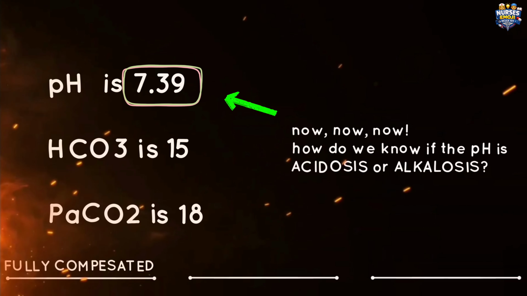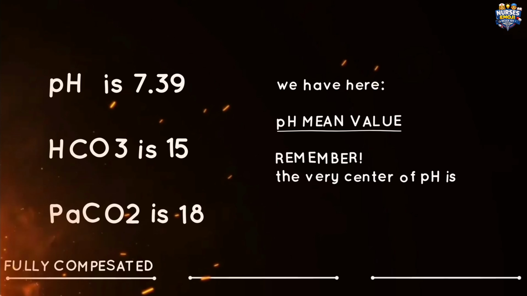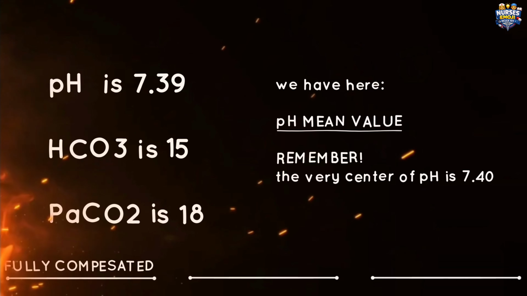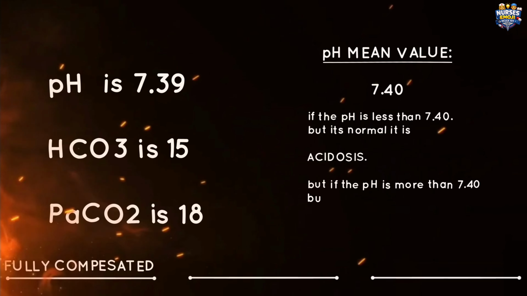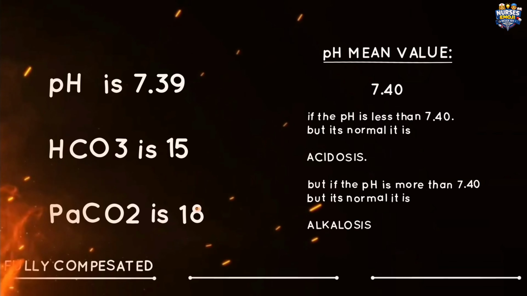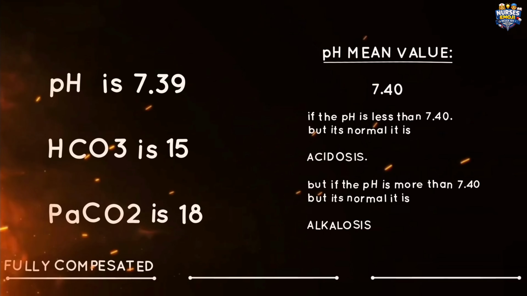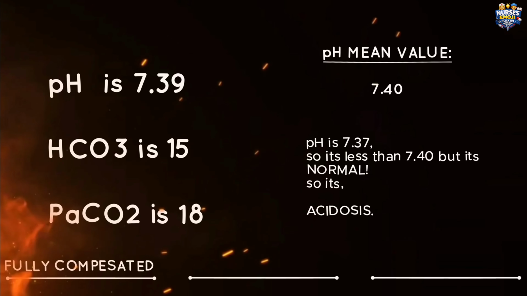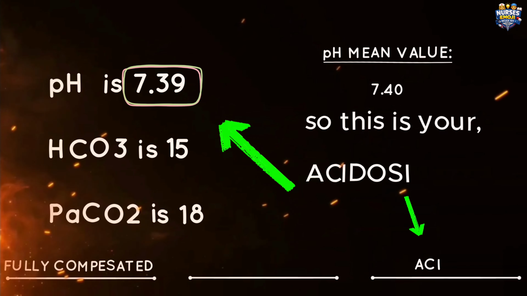Now, how do we know if the pH is acidosis or alkalosis? We have here the pH mean value. Remember, the very center of pH is 7.40. If the pH is less than 7.40 but it's normal, it is acidosis. But if the pH is more than 7.40 but it's normal, it is alkalosis. pH is 7.37, so it's less than 7.40 but normal, so it's acidosis.